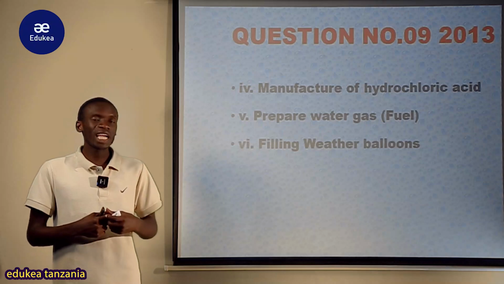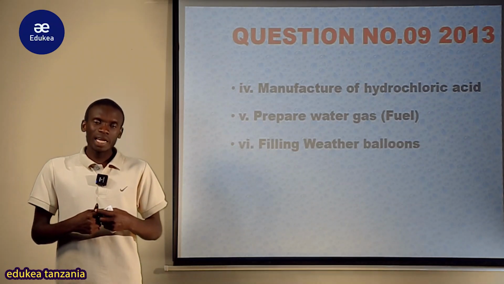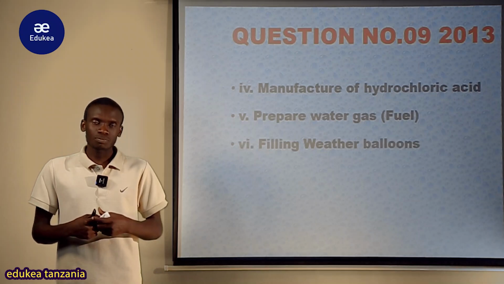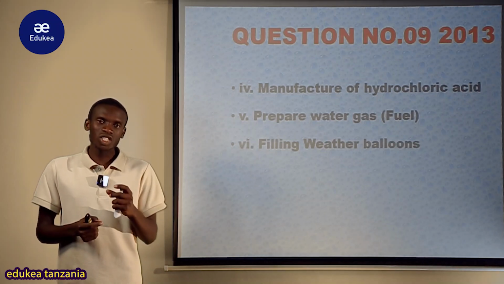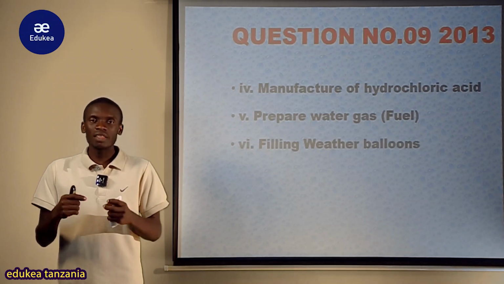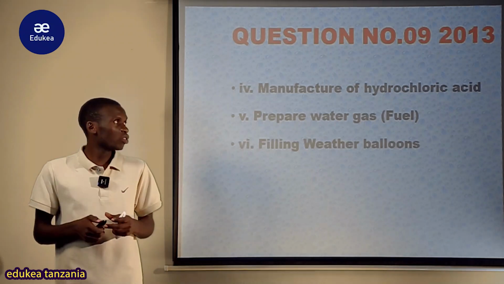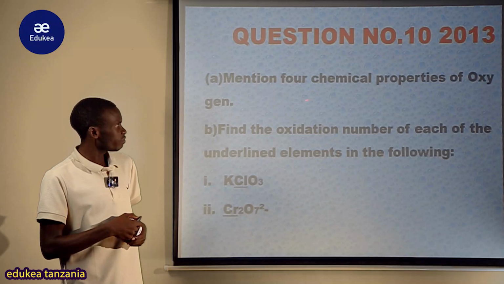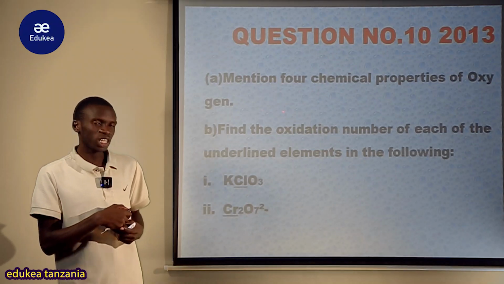So that was question number 9 of 2013. And after seeing question number 9 of 2013, let's complete the session with question number 10 of 2013. Also, let's see how the question was. The question was, mention 4 chemical properties of oxygen.